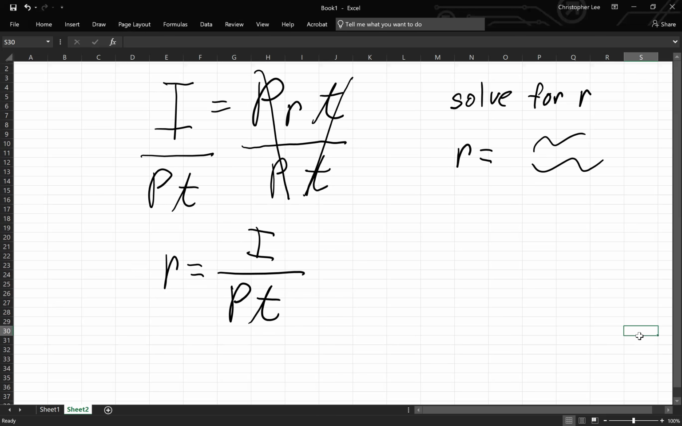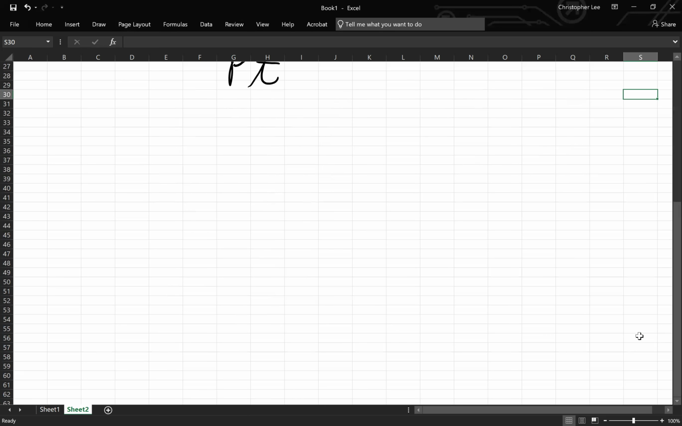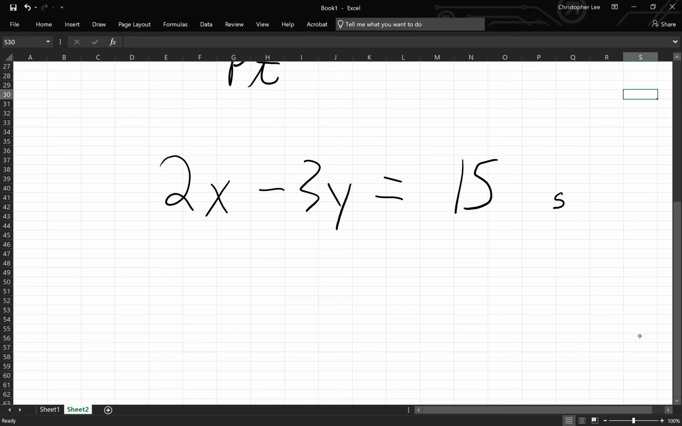All right, here's another one. 2x minus 3y equals 15. So for this one, say I'm doing an equation of a line or something. I want you to solve for y. Solve for y. So even though it's 2x take away 3y, I'm still going to do 2x take away 2x and 15 take away 2x.